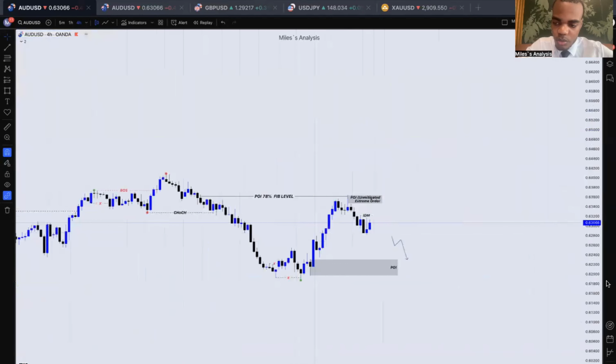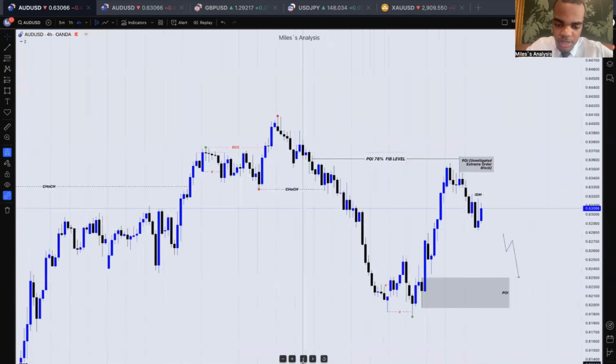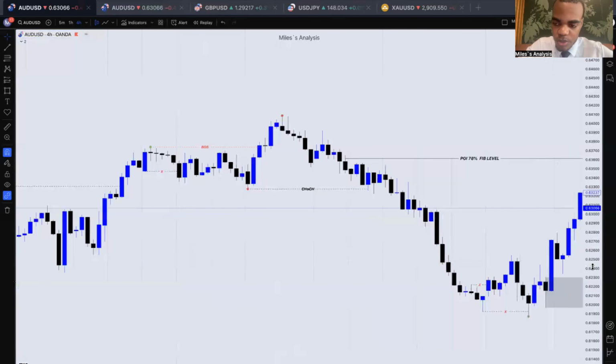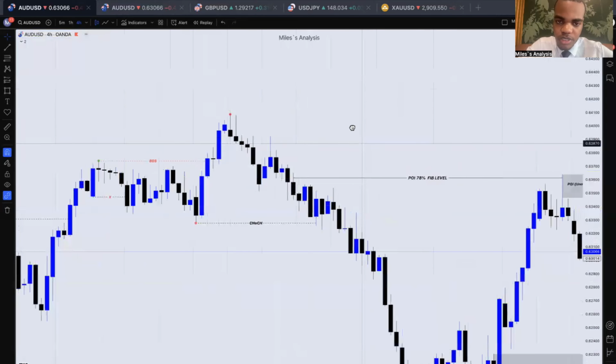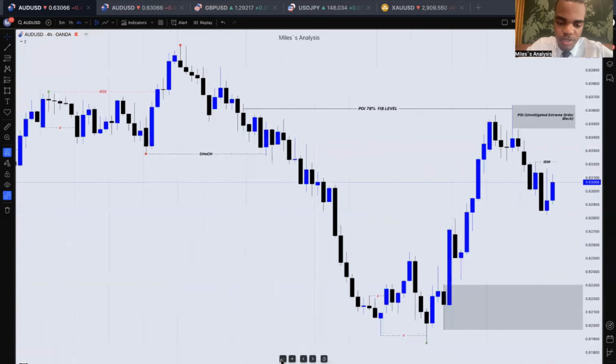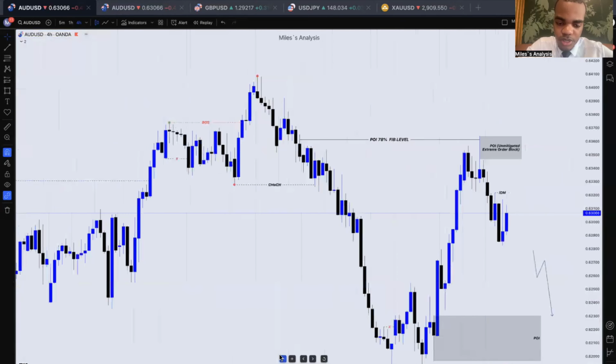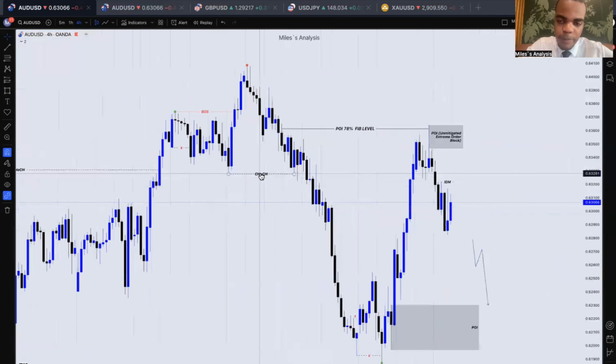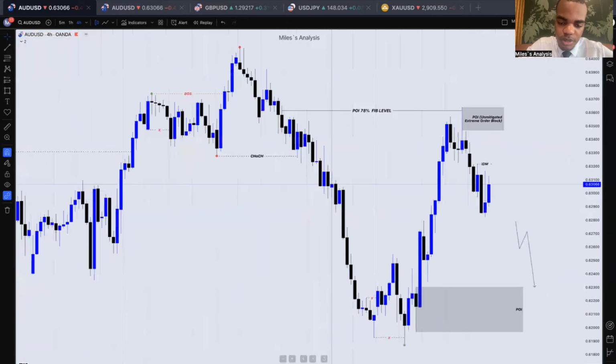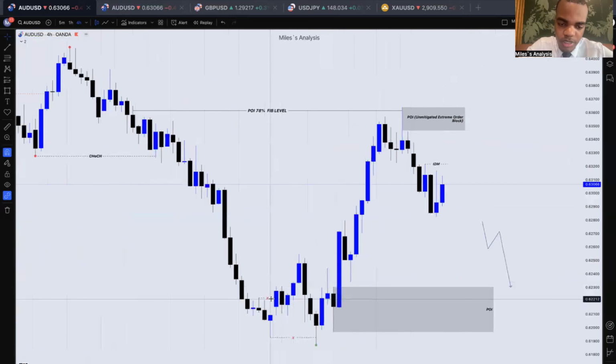So currently, where the price is, you can see the last structure formed was from this high right here to this low, and this is our dealing range. From this dealing range, you can see that price created a change of character, meaning we're now looking for shorts. And after this change of character, you can see price took out an adjustment at this level and it created a new lower low at this point.